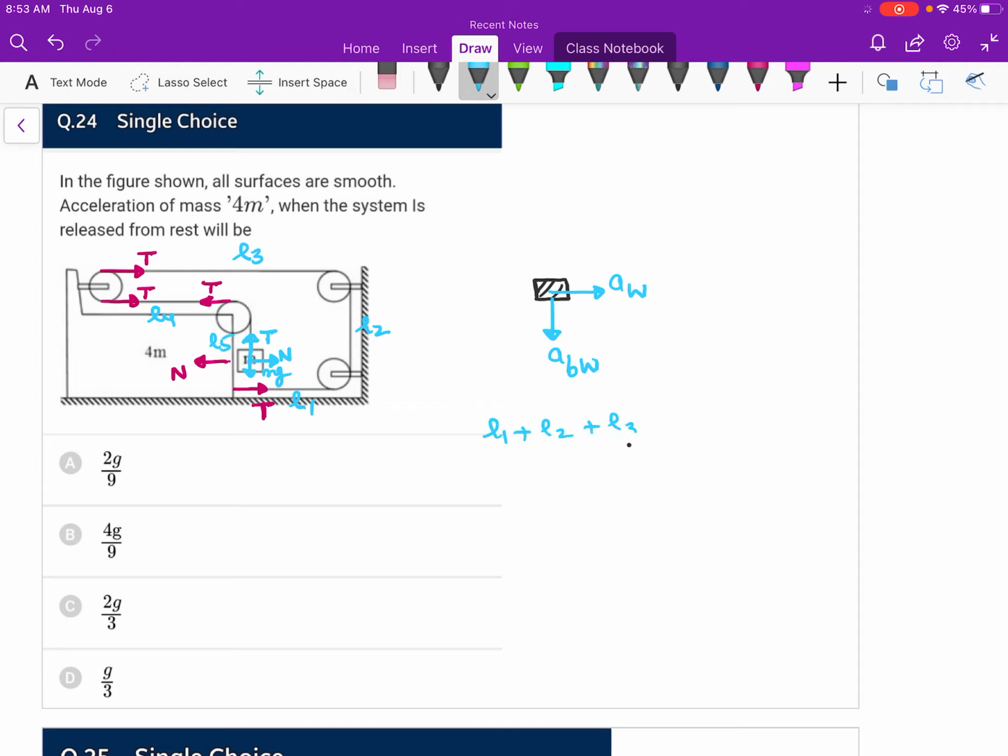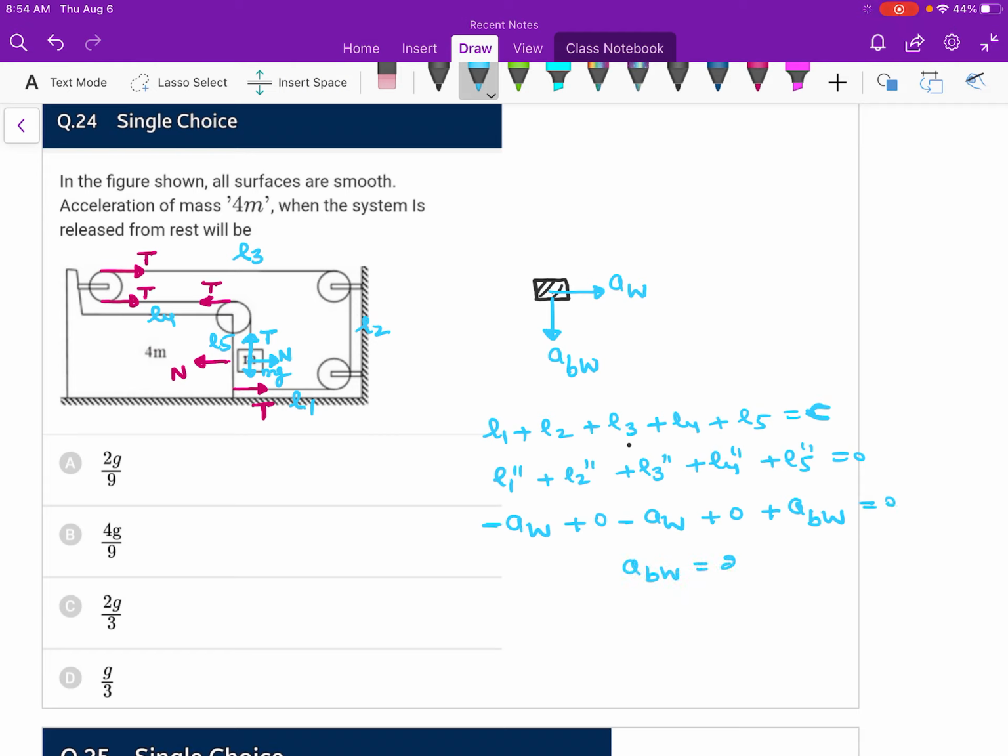So L1 plus L2 plus L3 plus L4 plus L5 equals constant. So L1'' plus L2'' plus L3'' plus L4'' plus L5'' is equal to 0. Now L1'' is minus A_wedge, L2'' is 0, this is fixed, L3'' is minus A_wedge, L4 is constant, and L5'' is acceleration of block relative to the wedge, A_BW. So A_BW is twice of A_W. This is a relation.